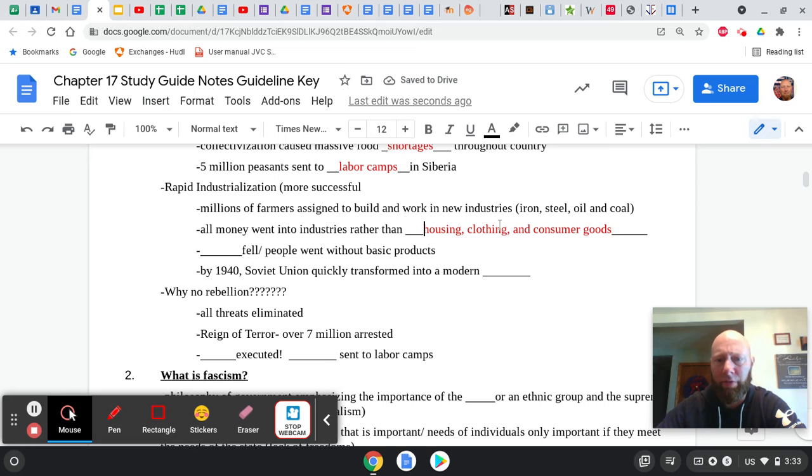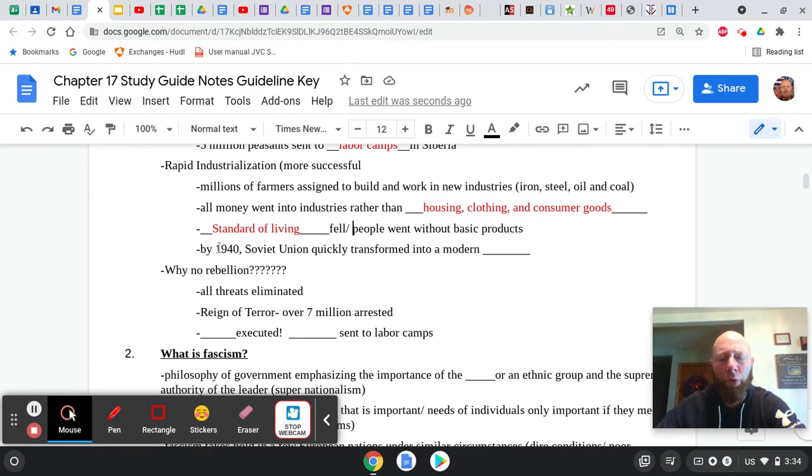things that make our lives easy, that people like. And because of this, in the Soviet Union during this time, the standard of living fell. People went without basic products. Essentially, life was not good in the Soviet Union. But by 1940, in just a short 15-year period, the Soviet Union had successfully transformed into a modern industrial power. They did have industries now. They could build war machines and keep up with the industrial world.